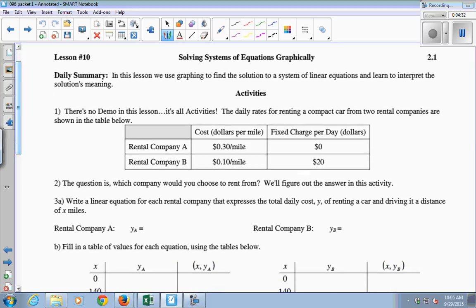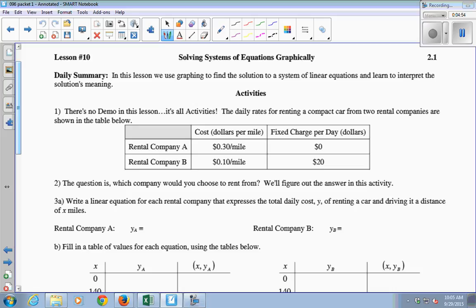Okay, so in this lesson, we're going to use graphing to find the solution of a system of linear equations and learn to interpret the solution's meaning. All right, so this was designed to have no demo this lesson, but I think I'm just going to do the first page with you and then let you take over and work through the rest of it on your own.